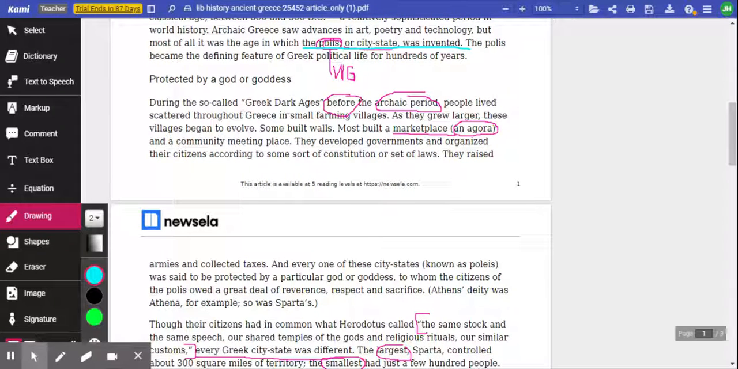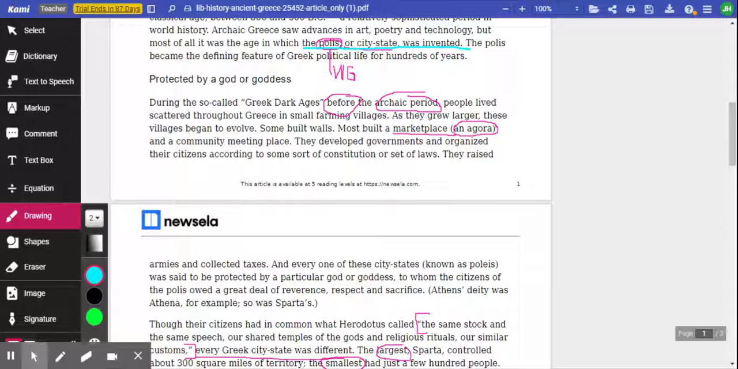During the so-called Greek Dark Ages, before the Archaic period, people lived scattered throughout Greece in small farming villages. As they grew larger, these villages began to evolve. Some built walls. Most built a marketplace, an agora, and a community meeting place. They developed governments and organized their citizens according to some sort of constitution or sets of laws.